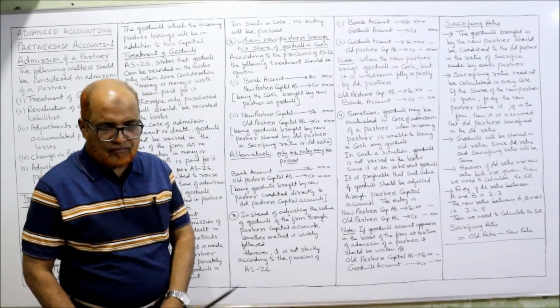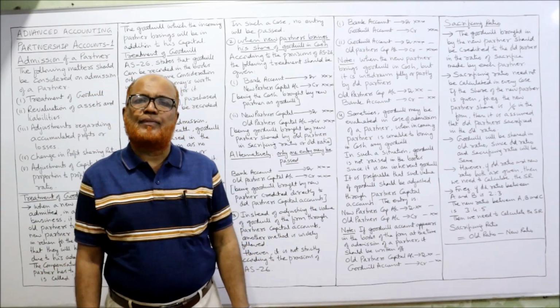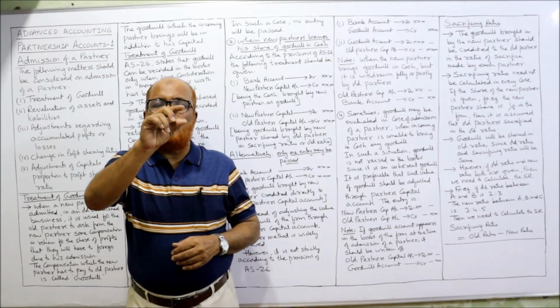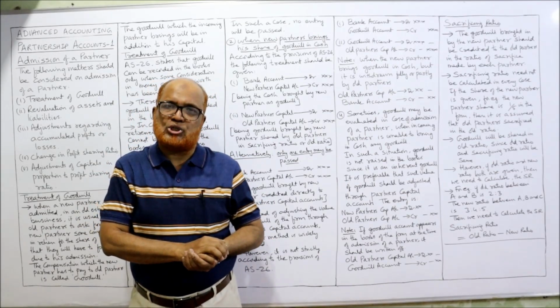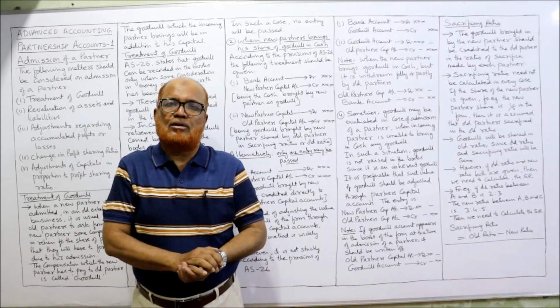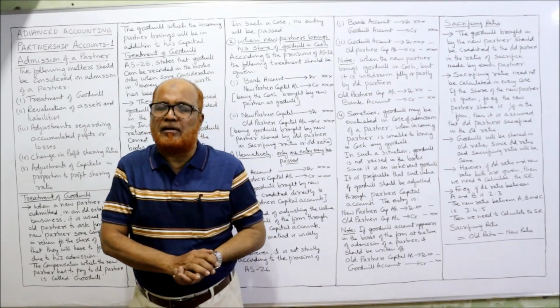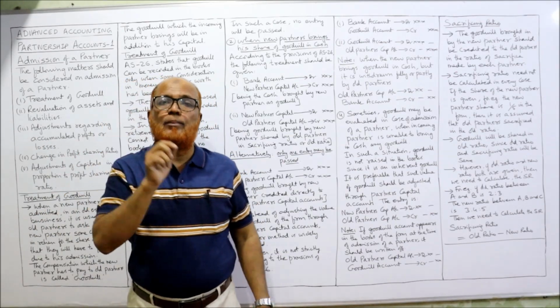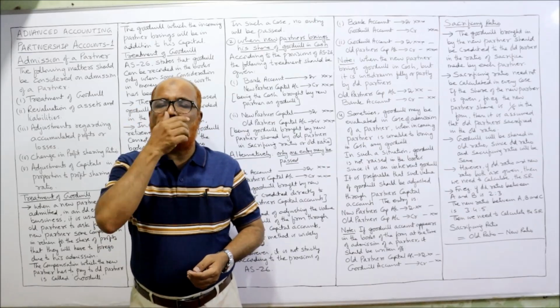if goodwill account appears in the books of the firm at the time of admission of a partner, it should be written off. Sometimes, very rarely, at the time of admission of a new partner, goodwill is there in the balance sheet. Already existing goodwill is there before the admission of a new partner. So that existing goodwill should be written off by the old partners. Goodwill account will show a debit balance.